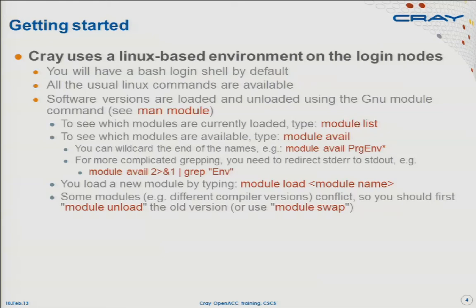To see what you've currently got, you type module list. If you want to see what's available, you can use the module avail command. And if you want a new module, you either load it up, or if you've already got a version that's going to conflict, like you can't have two versions of the compiler loaded, then you have to do a module unload or a module swap. You can module unload the old one, or you can do a module swap to get to the new one.